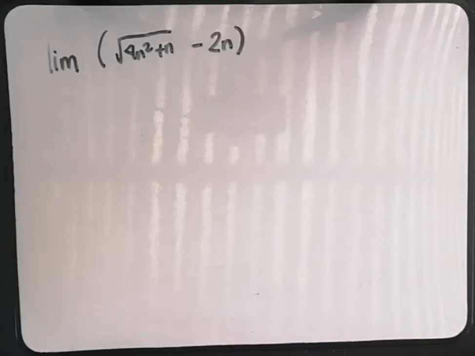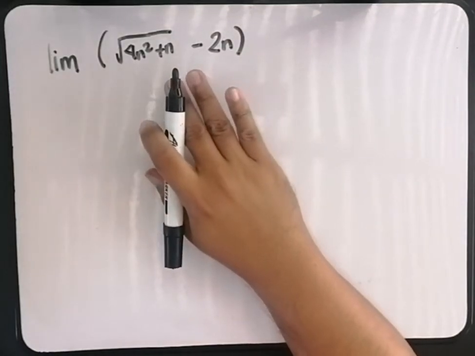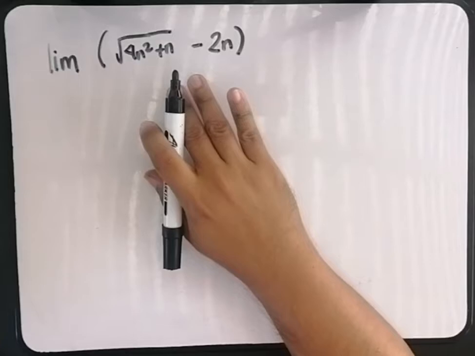We wish to find now the limit of the sequence square root of 4n squared plus n minus 2n. So we know that this is not a convergent sequence. So gagawa tayo ng paraan para maging convergent ito.